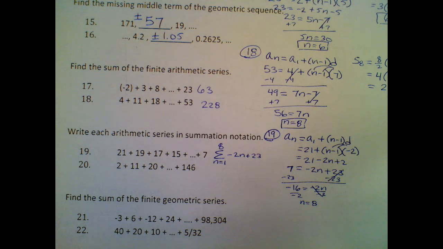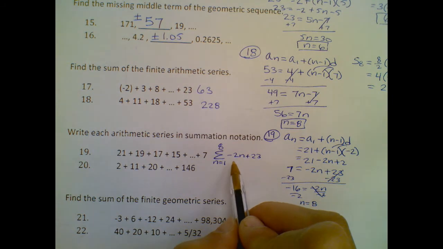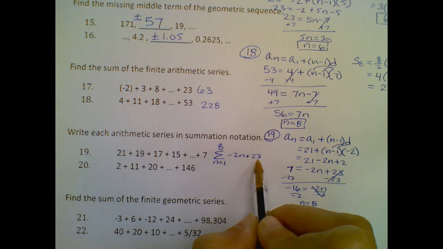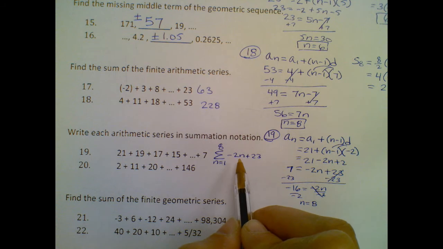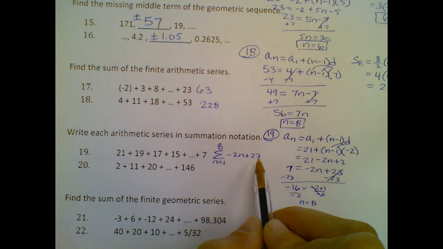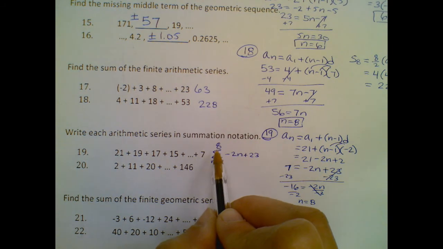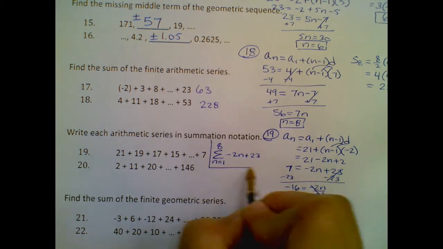So how can we check our work? If I plug in this bottom number into this term over here, -2 times 1 is -2, plus 23, so negative 2 plus 23 is 21. So it gives me that first term. If I plug in this top number up here, negative 2 times 8 is negative 16. Negative 16 plus 23 is then 7. If I plug any of these terms in the middle, 1 through 8, then I get these middle terms. So this would be my final answer.